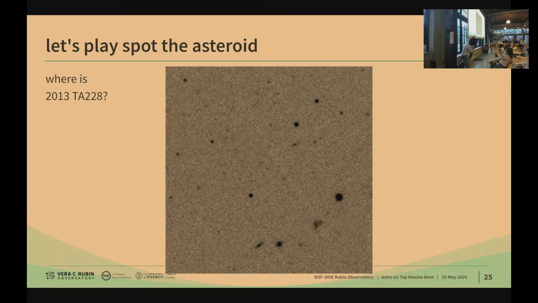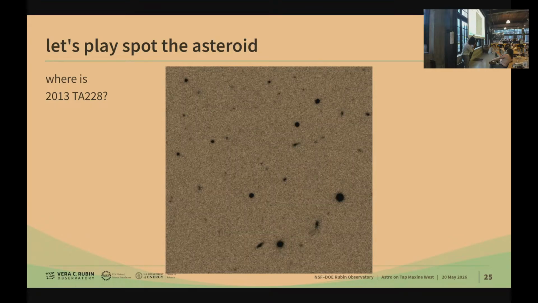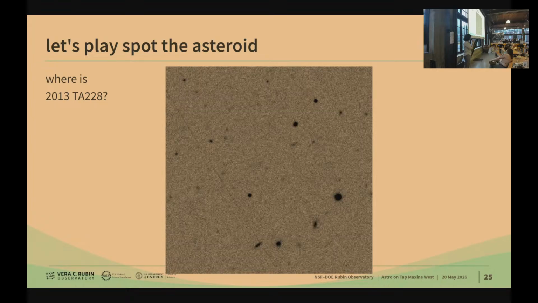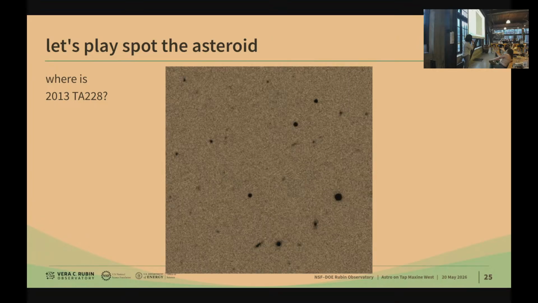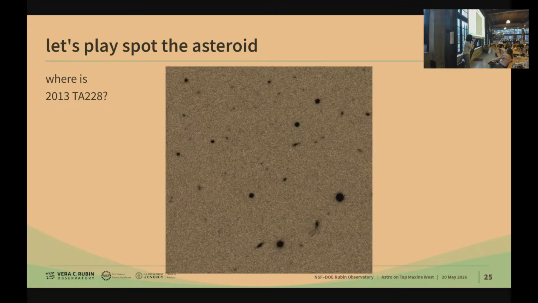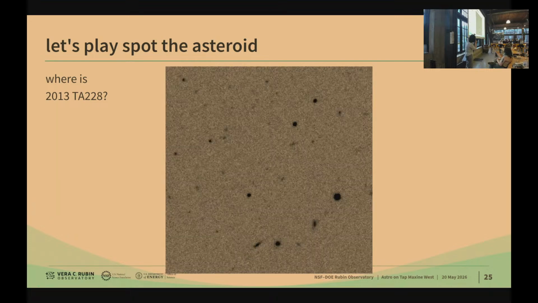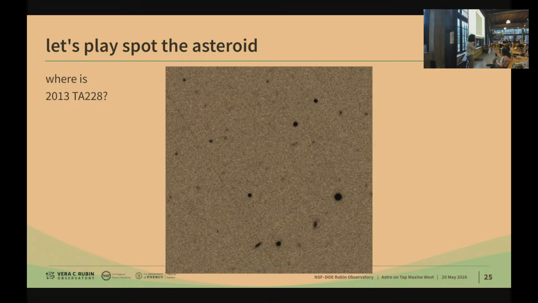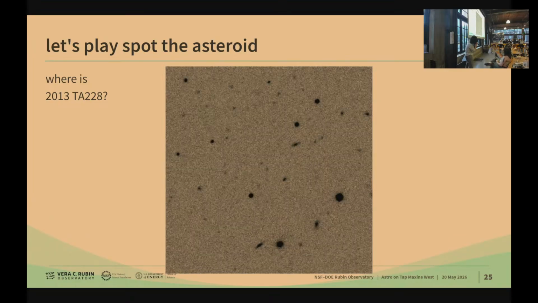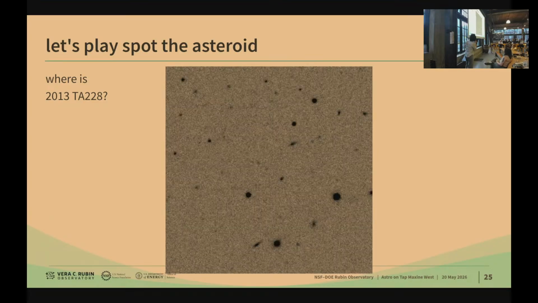It's in the center. The image is centered on the asteroid. It's extremely small and hard to see. So 2013 TA-228 is a trans-Neptunian object, which is an object that has an orbit sort of beyond Neptune, as the name implies. And so it's basically out in the Kuiper Belt. This is actually, I think, one of the easier to find trans-Neptunian objects, because if you squint closely enough, you can actually see the object in the image, which is not the case for most trans-Neptunian objects.